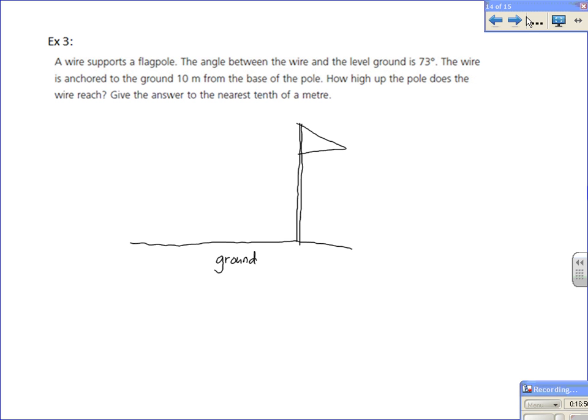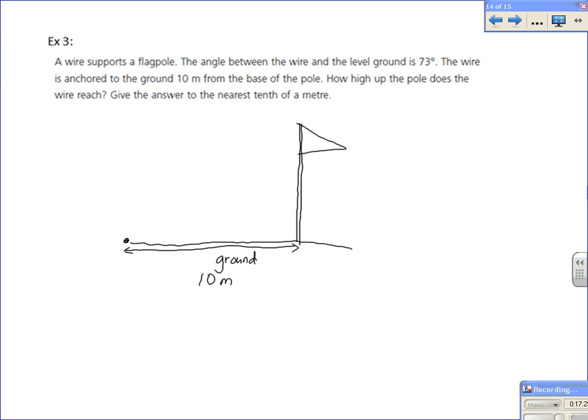And it's level, okay, so it's flat, level ground. And it says that there is an angle between the wire and the ground. So our wire must be attached from the ground to the flagpole. Okay, it says that the wire is anchored from the ground, so there's our anchor, is anchored from the ground 10 meters from the base of the pole. So there's the base of the pole, so from here to here is 10 meters.